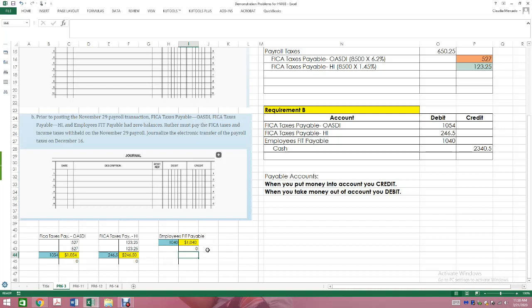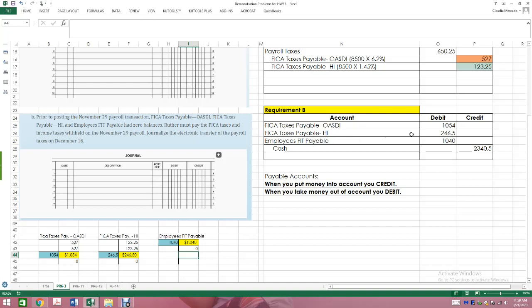So this is how you make a payment for the taxes that you have collected. You have collected $1,054 in taxes for OASDI, $246.50 for HI, and $1,040 for federal income tax.